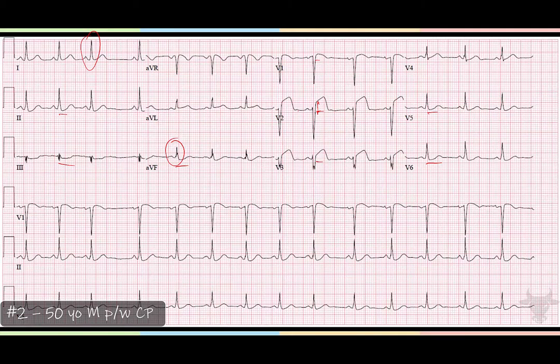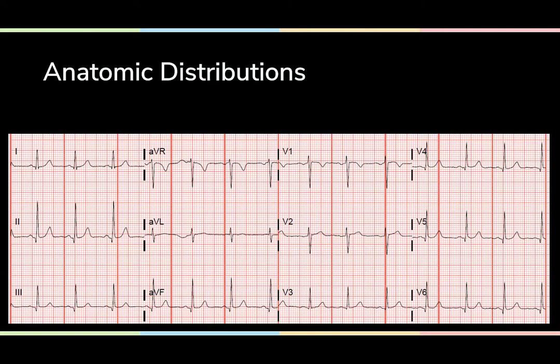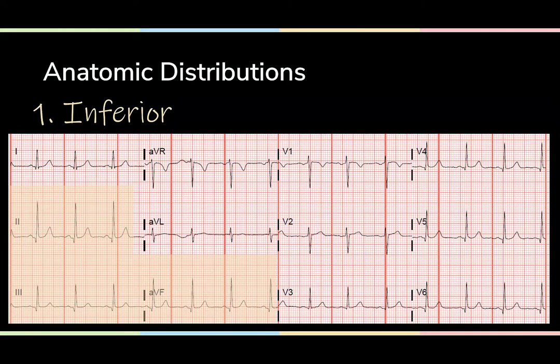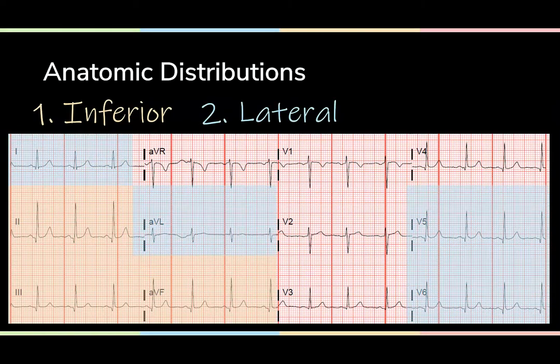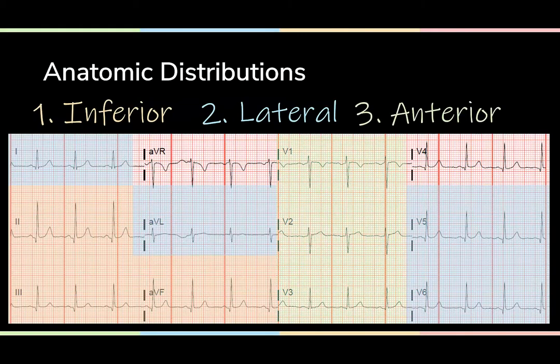The ECG is set up rather nicely for us. So anything that projects inferiorly to the person's feet would be inferior. Those exist in 2, 3, and AVF. So they're all kind of clustered down there in the lower left-hand portion. The lateral leads are 1, AVL, V5, V6, and then anterior V1, V2, V3.